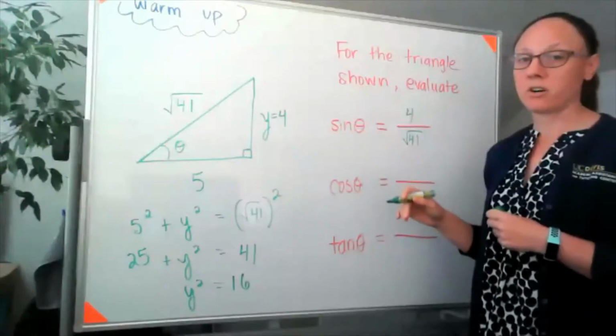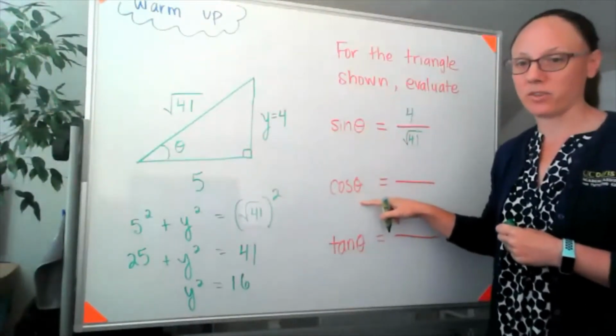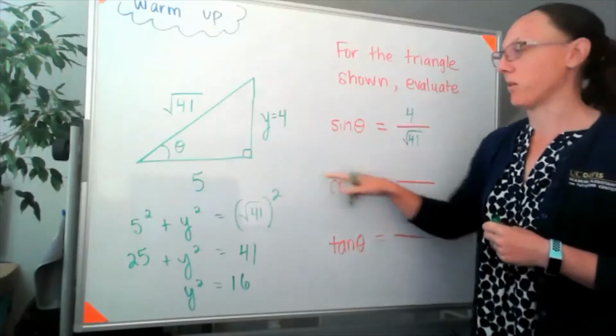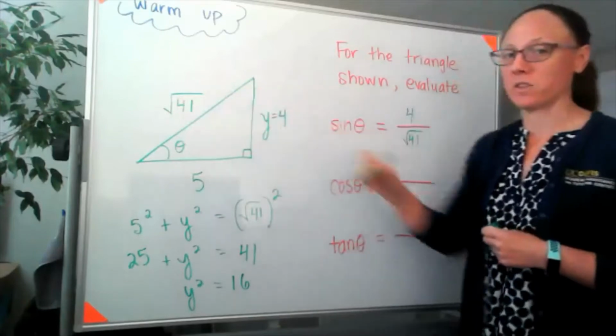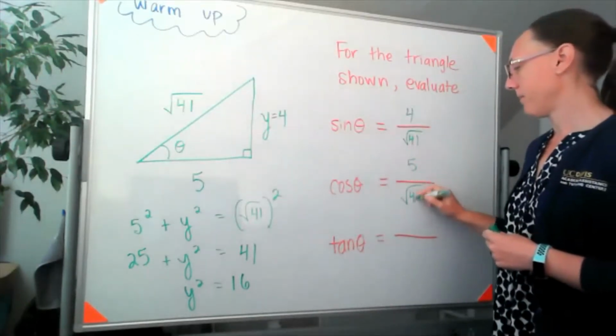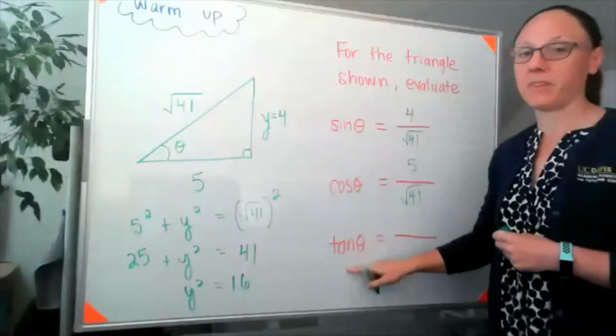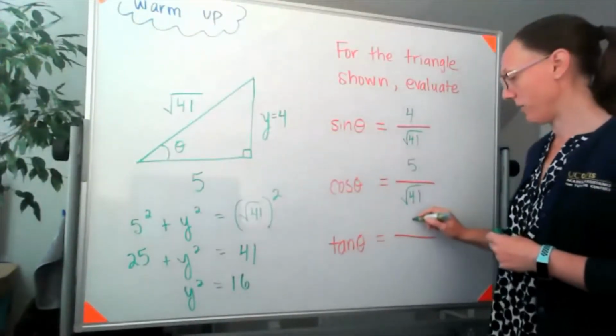For this picture, cosine is my adjacent side over the hypotenuse. So I'm looking at this adjacent side of 5 over the hypotenuse of square root of 41. Tangent is my opposite side over the adjacent side, so tangent would be 4/5.